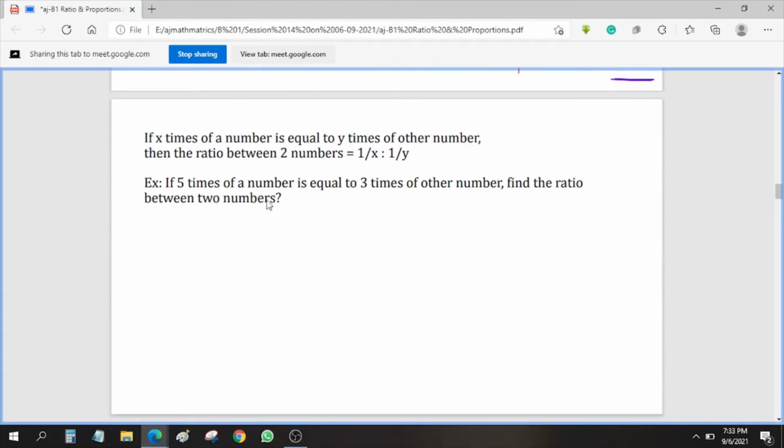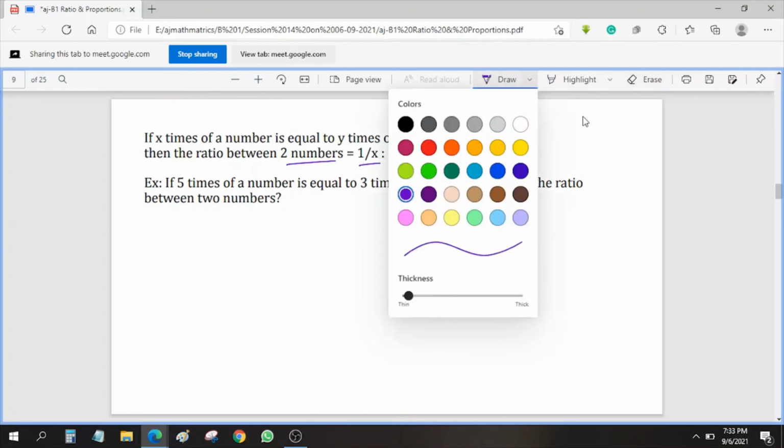If x times of a number is equal to y times of other number, then the ratio between the two numbers is 1 by x and 1 by y. Okay, so directly you can go there. We already learned algebra conversions and everything in the problems on ages concept. So how do we convert the data into the equation by using mathematical operations? I discussed that on that day.